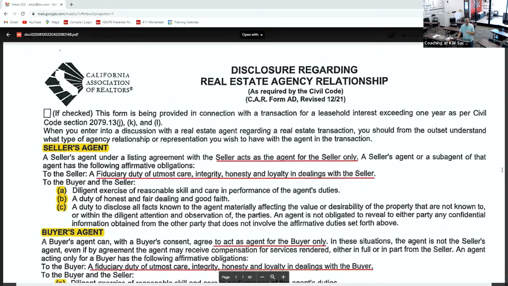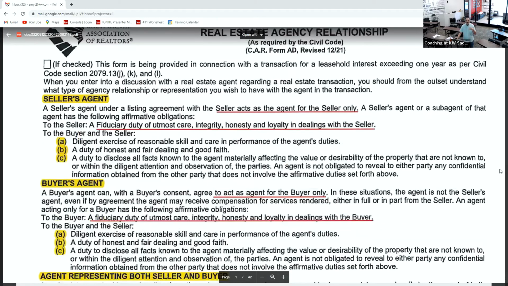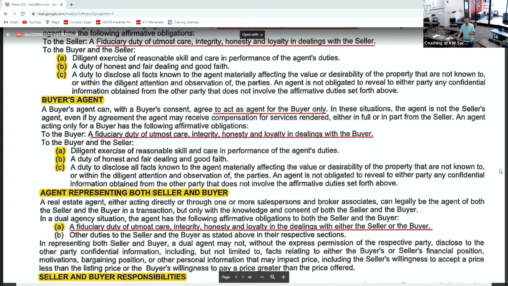The agency disclosure is meant to be given to your client first thing before you actually present them with the offer that they're going to sign. So basically, the agency disclosure is your declaration to the client as to who you are representing, what is a seller's agent, what is a buyer's agent, what is an agent that is representing both, which is also known as dual agency, and explain your duties and responsibilities.